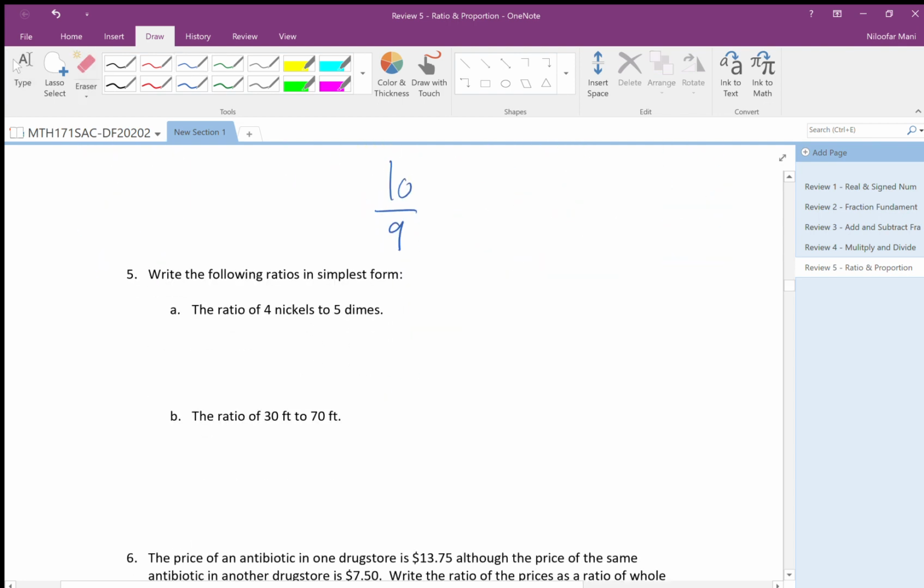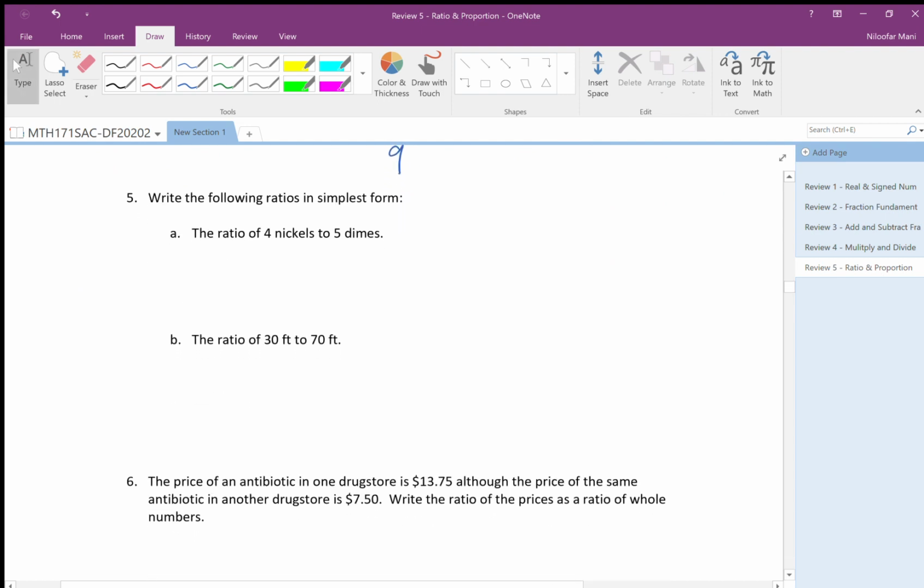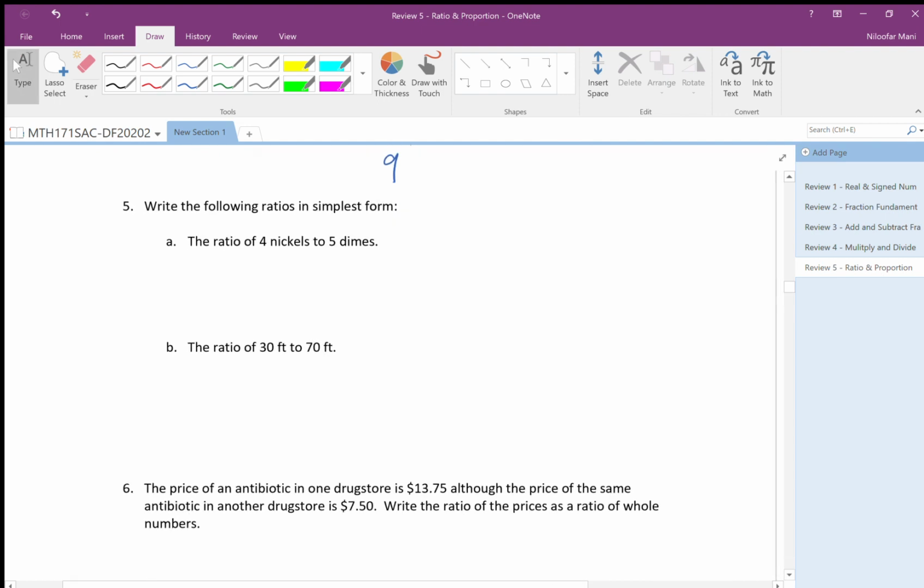Write the following ratios in the simplest form. The ratio of 4 nickels to 5 dimes. 4 nickels to 5 dimes. Okay, so 4 to 5, like that. But how about the value? If I just compare the number of coins with the number of coins, that's okay, they are the same. This is just the number of coins.